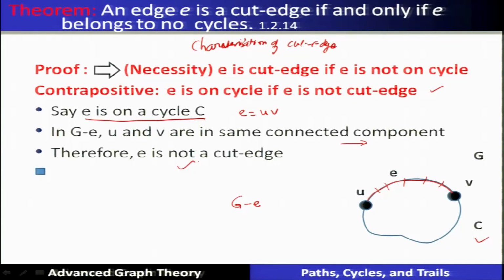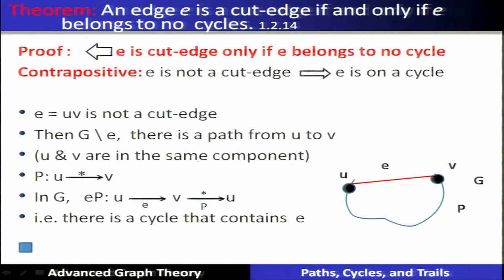Why? Because if E is a cut edge, then after removal of the edge, the graph will be disconnected into more than one component. Here, after removal of the edge, there will be only one connected component where U and V will be in the same component. Hence, we have proved the necessity condition that E is not a cut edge. So necessity is quite straightforward. Now we have to see the other side of the proof, that is the sufficiency condition, that edge E is a cut edge only if E belongs to no cycle.